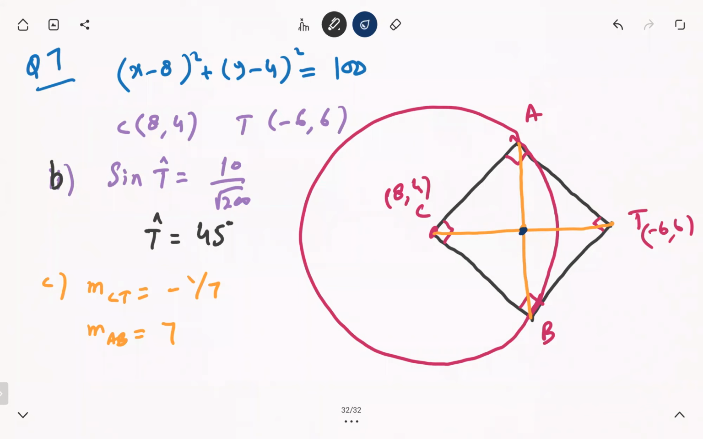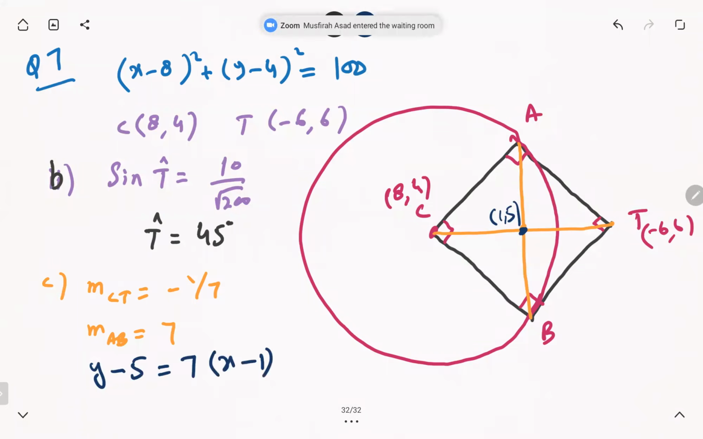You can rejoin. Okay, what are the coordinates of the midpoint? The coordinates of the midpoint are 1, 5. Thank you. Since we know the midpoint also lies on AB, you can get the equation: y minus 5 is equal to 7 into x minus 1. So the equation is y is equal to 7x plus 4.